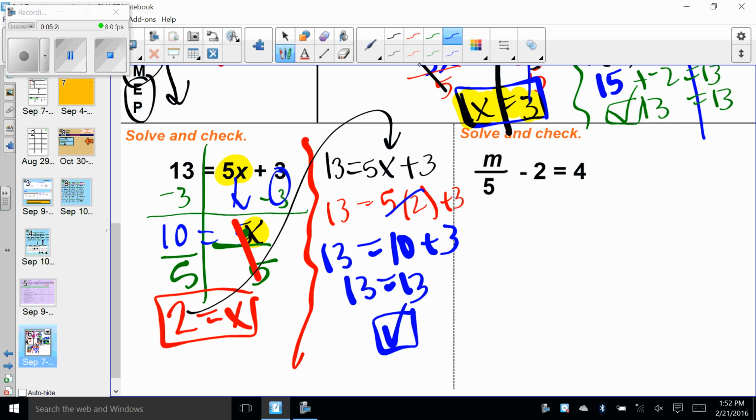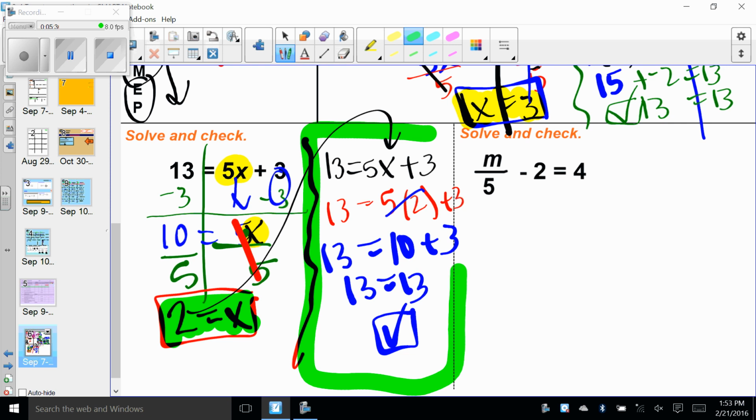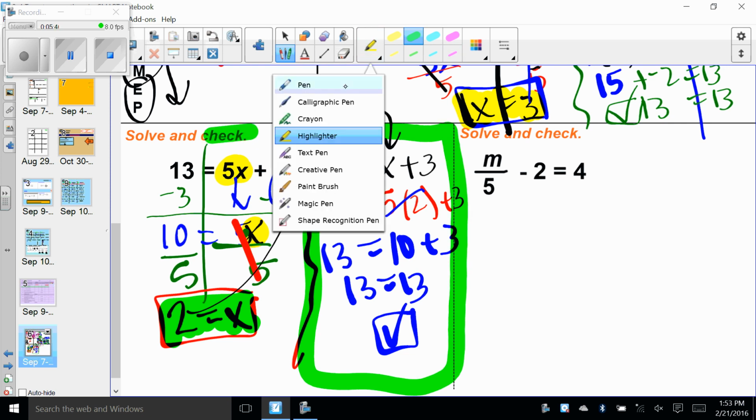Just checking our work on the right. On the left-hand side is the solving. So my final answer is x equals 2. Done. Everything over here is just checking to make sure that it's correct. It's called check. All right, last one for hand method.